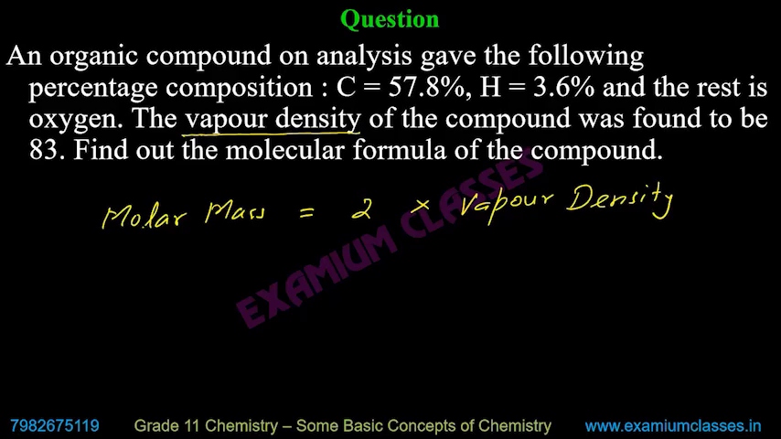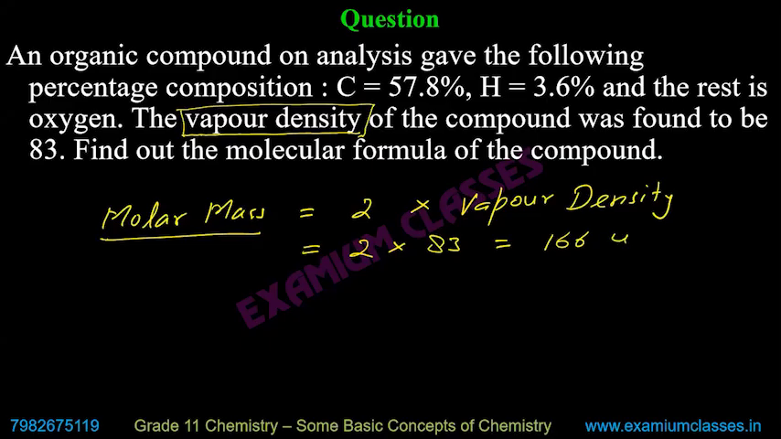Why am I calling it molecular formula mass? So that I can differentiate it from empirical formula mass. Both are molar masses. This relationship you need to remember: molar mass is twice the vapor density. So here, instead of molecular mass, you have been given vapor density, you will calculate molar mass. Molar mass in this case will be 2 into 83, that is 166 U.